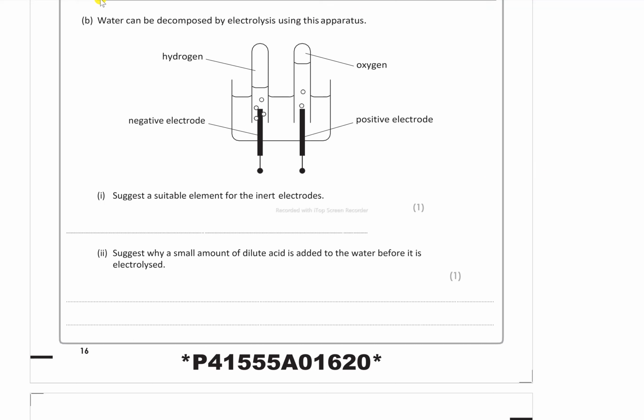Right, you need to use electrodes that are inert, unreactive. Carbon is one of them, and platinum, just learn them. Suggest a suitable element for inert electrodes. Yeah, any one of those two, carbon or platinum. Suggest why a small amount of dilute acid is added to the water before it is electrolyzed.